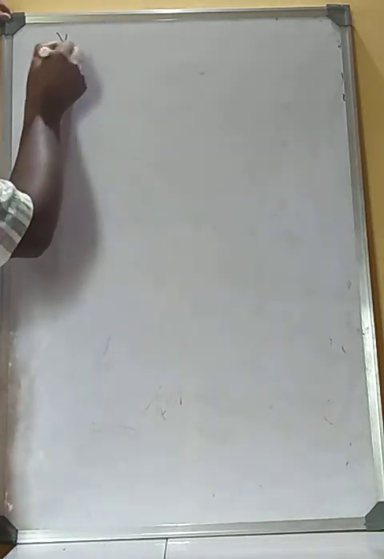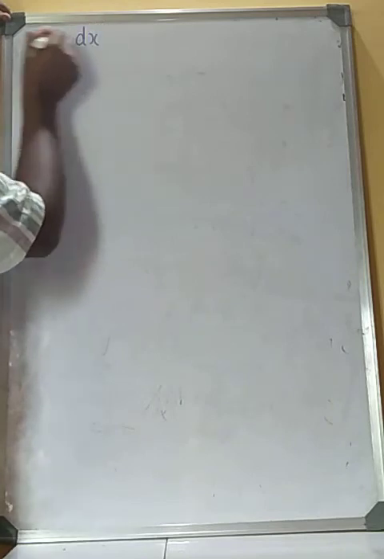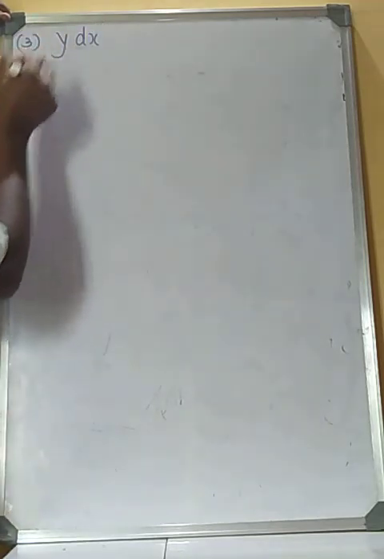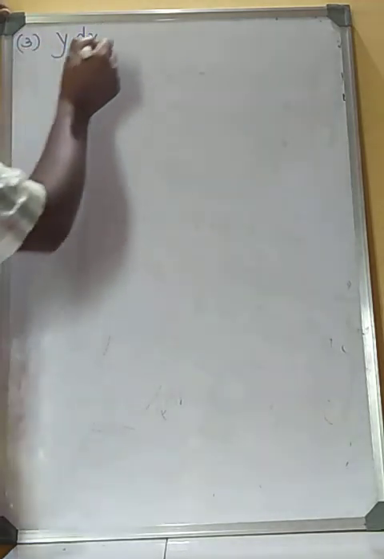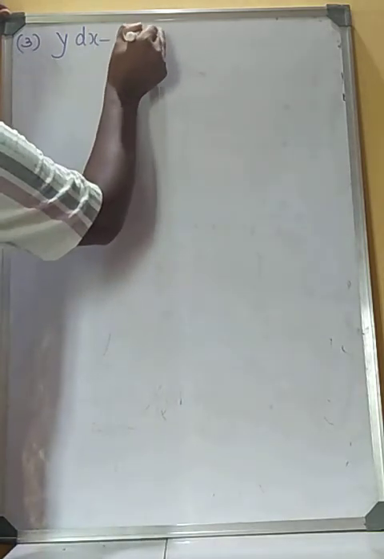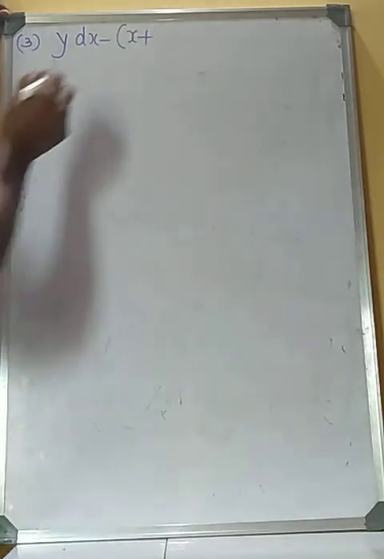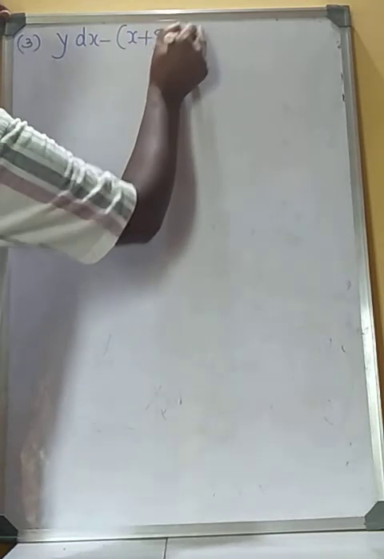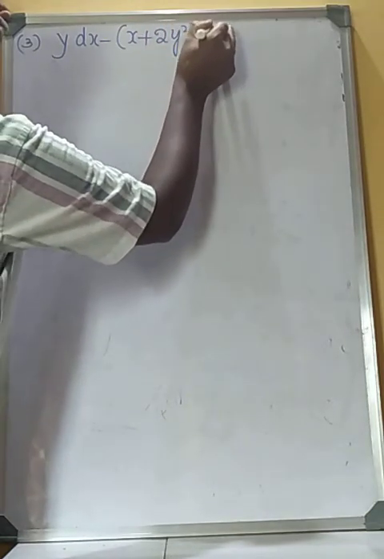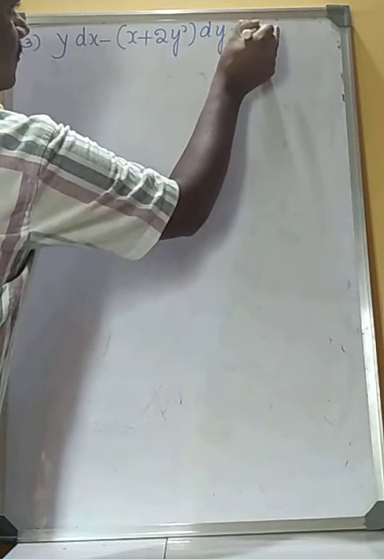Now, example 3. Find the general solution of the differential equation y dx minus (x plus 2y square) dy is equal to 0.